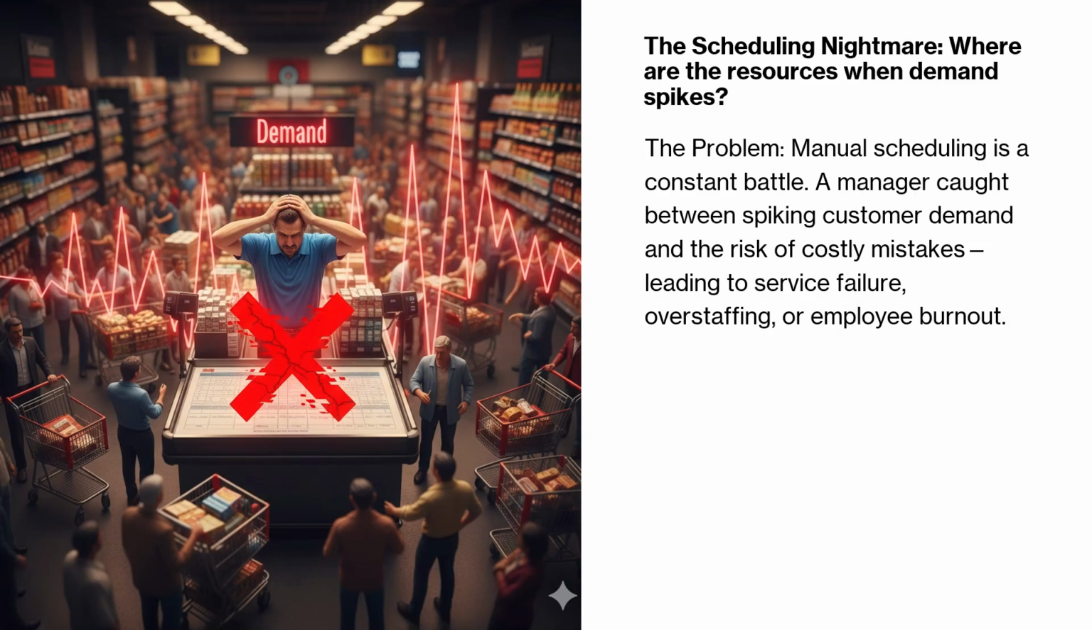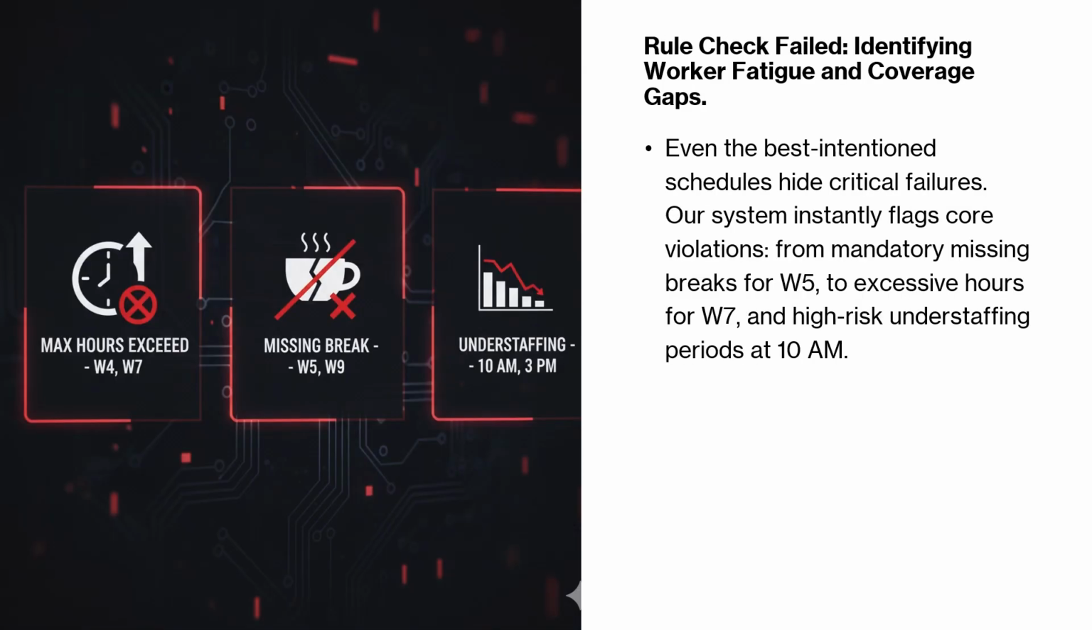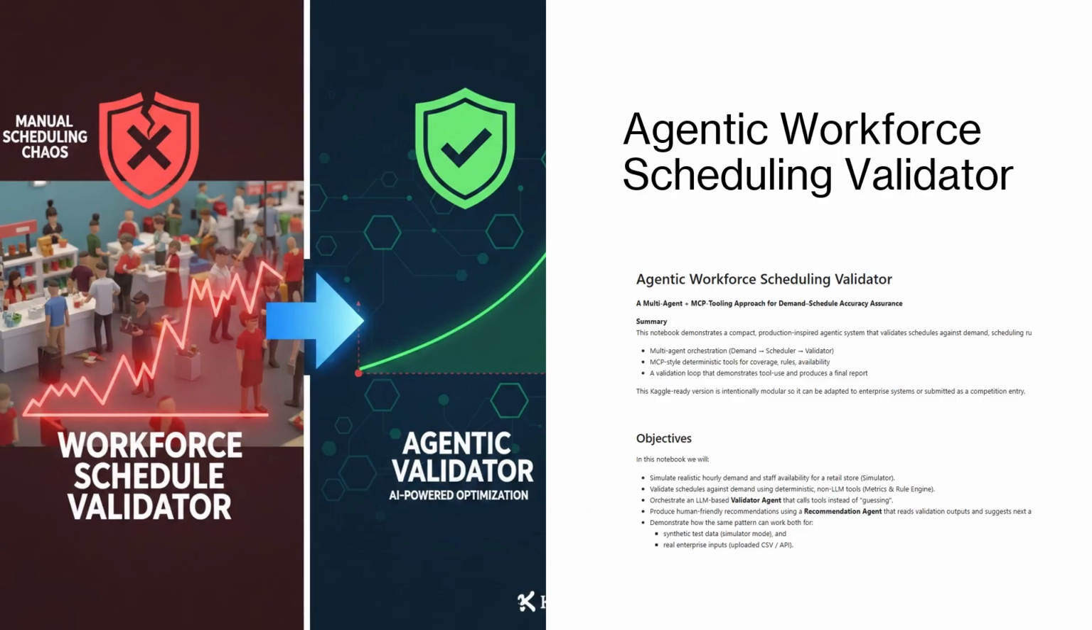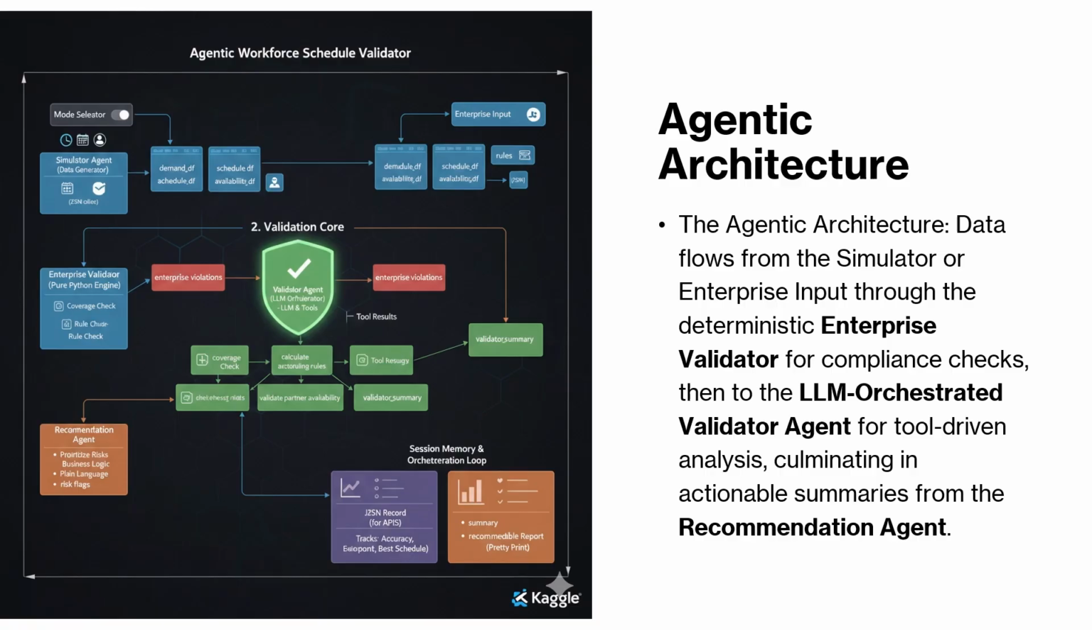Manual workforce scheduling is a constant battle. Managers struggle with the three core scheduling questions: demand coverage, rule compliance, and staff availability. The solution is the Agentic Workforce Schedule Validator, a secure multi-agent system designed for immediate, explainable results.